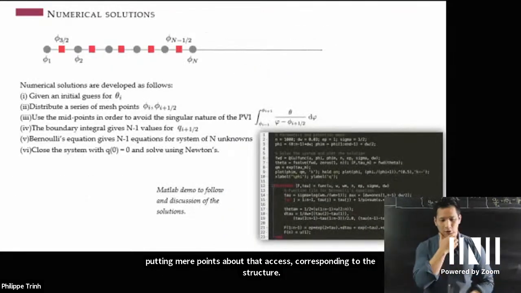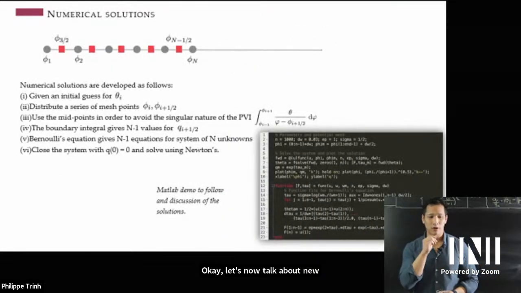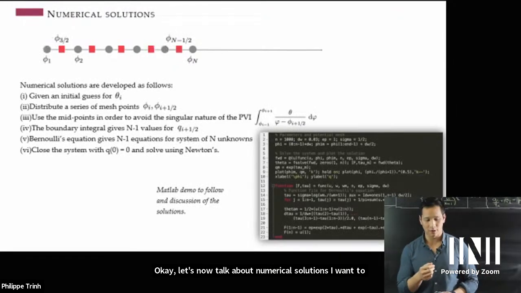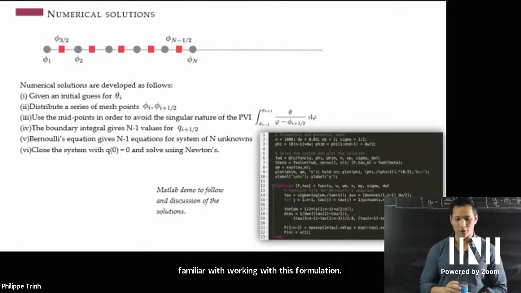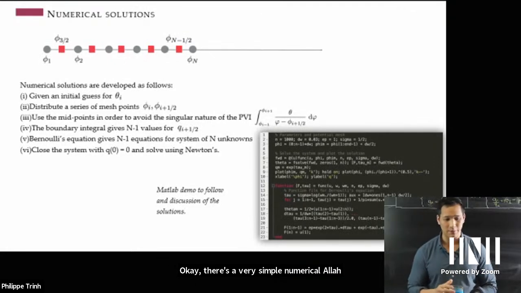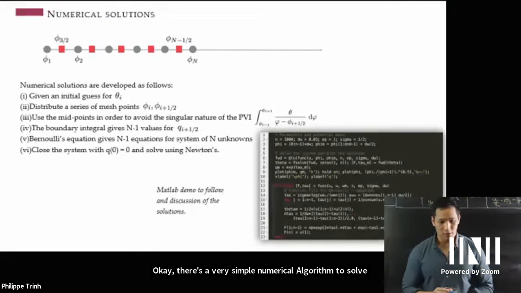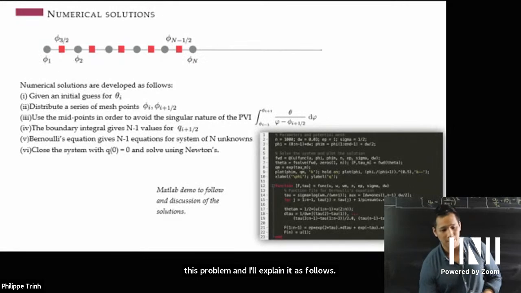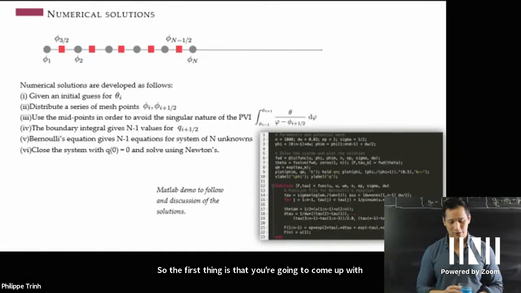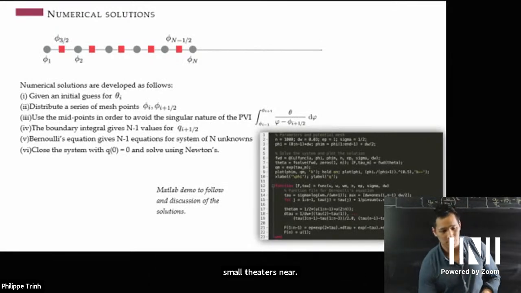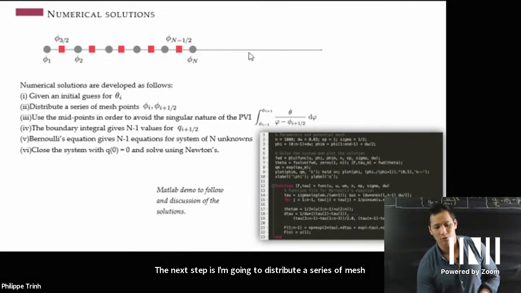Okay, let's now talk about numerical solutions. I want to give you another perspective of how to solve these problems, and just for us to be a little bit more familiar with working with this formulation. There's a very simple numerical algorithm to solve this problem, and I'll explain it as follows. The first thing is that you're going to come up with an initial guess for theta. So for instance, I could just set theta to 0 because I know when epsilon is small, theta is near 0. The next step is I'm going to distribute a series of mesh points that run from 0 to a large number. So here phi 1 through phi n.